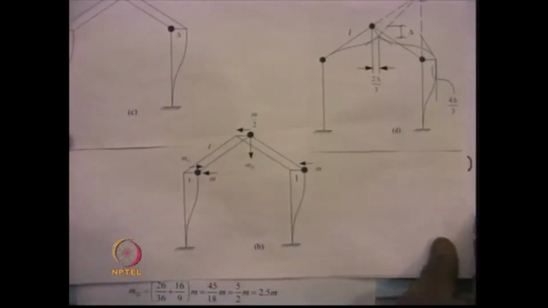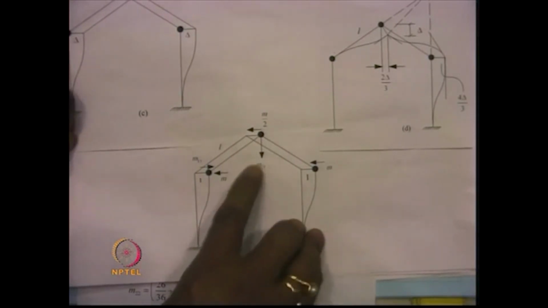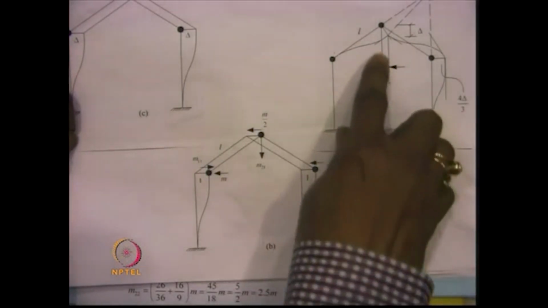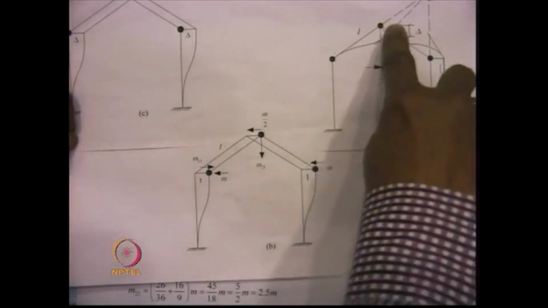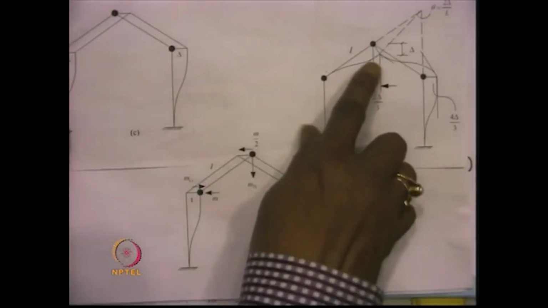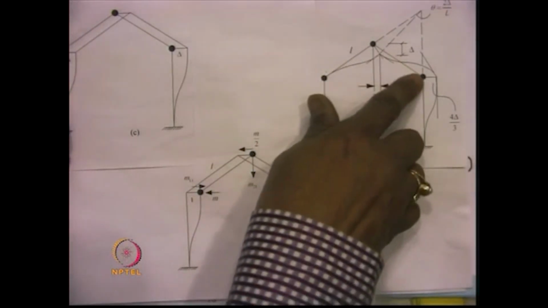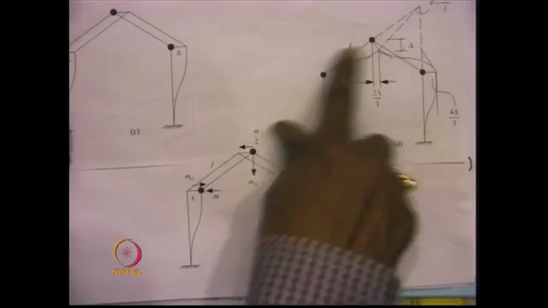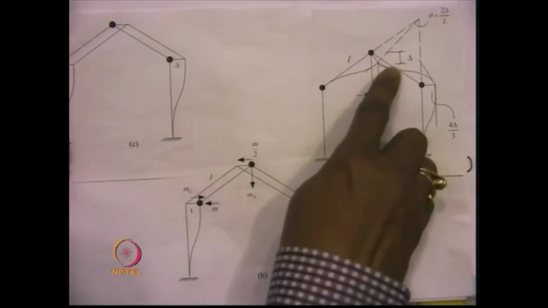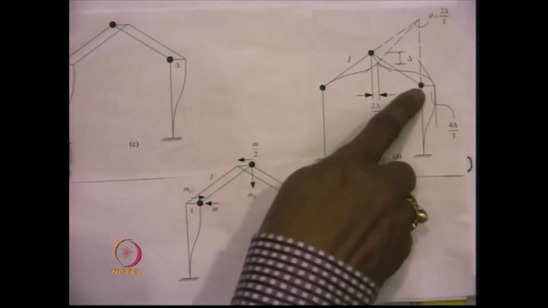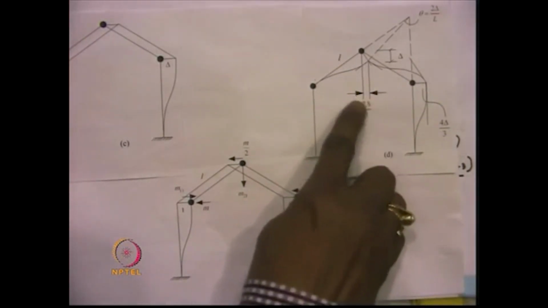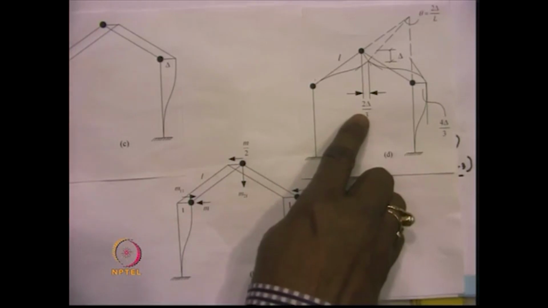In order to obtain the m21, what is done is that we give a unit displacement to this degree of freedom in the vertical direction, making sure that there is no extension of the member, or maintaining the inextensibility condition. And as a result of that, this moves by delta, this moves by 4 delta by 3, and this horizontal displacement becomes equal to 2 delta by 3.